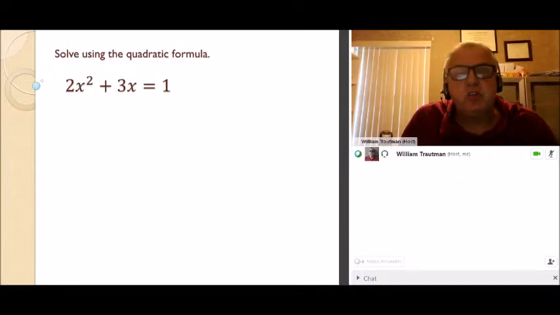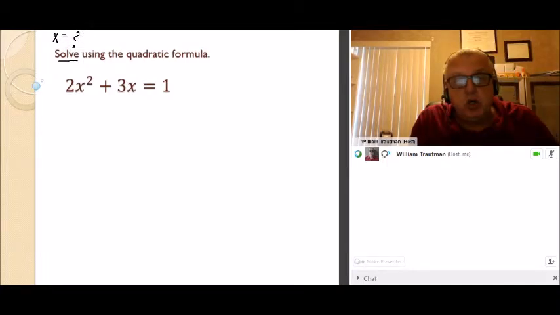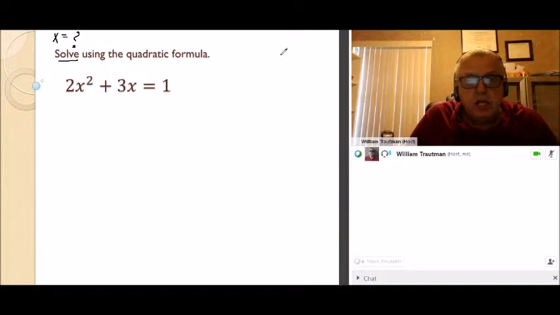First, it says solve using the quadratic formula. So let's take a look at the quadratic formula. Anytime you see the word solve, we're trying to find out what x equals. So what we're going to do is use the quadratic formula.